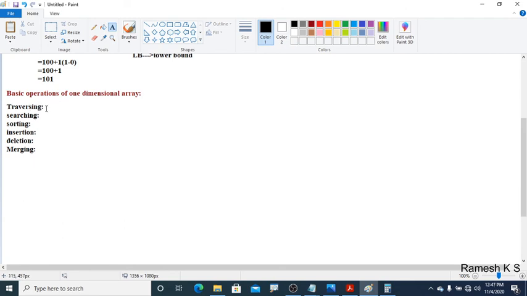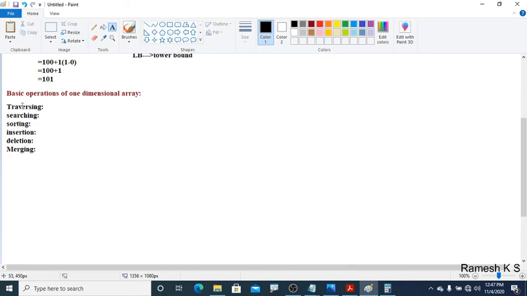Traversing means accessing each element of the array exactly once to do some operations. Searching, finding the location of an element in the array, is called searching. Sorting, arranging the elements of the array in some order, either ascending or descending. Inserting an element into an array is called insertion. Removing an element from an array is called deletion. Merging, combining one or more arrays to form a single array, is called merging. These are the basic operations in a one dimensional array.